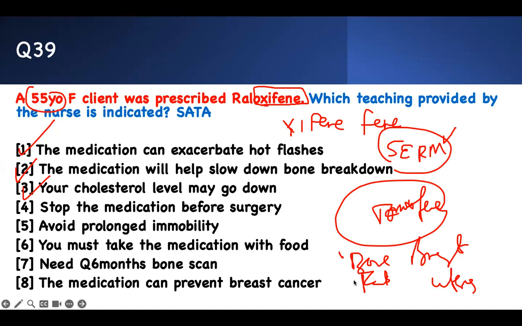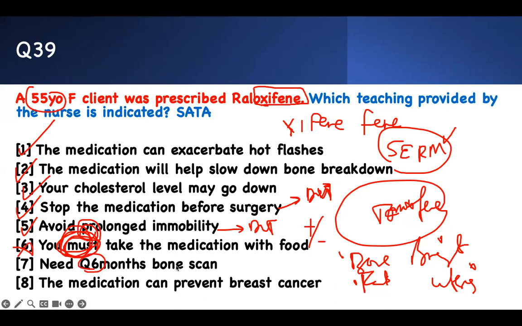So it prevents bone breakdown, it decreases your cholesterol, it prevents breast cancer, it does not make you bleed. Stop the medication before surgery. Why? It causes DVT. That's the biggest problem. Therefore, if you smoke, we don't give it to you. Avoid prolonged immobility because it causes DVT. You may take the medication with food. You must? This is wrong. Pay attention. The dronate, alendronate, the bisphosphonate, you should not take with food. These fens, you can take either with food or without food. So this is wrong.